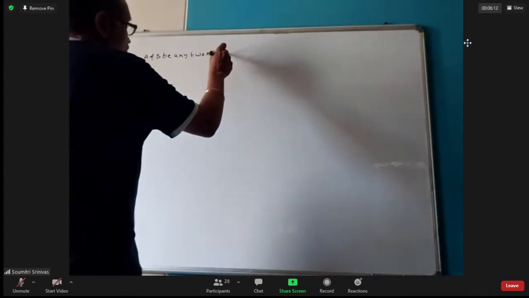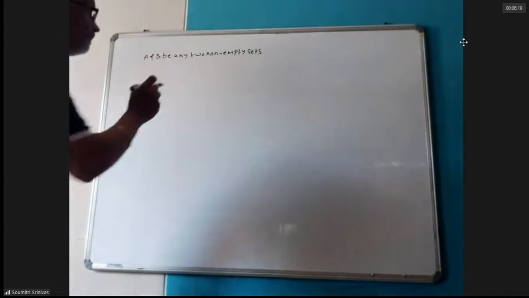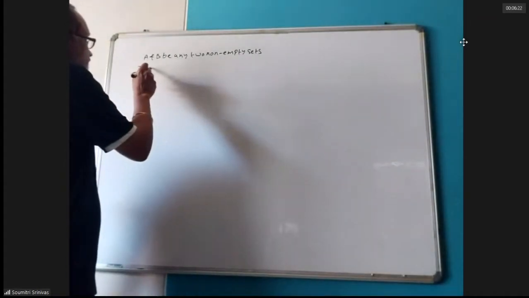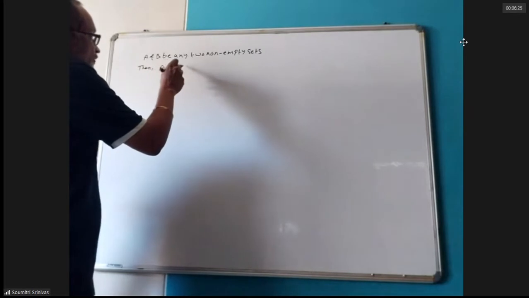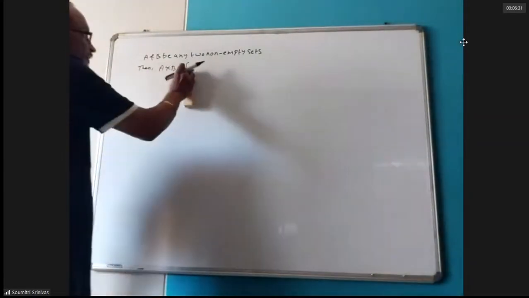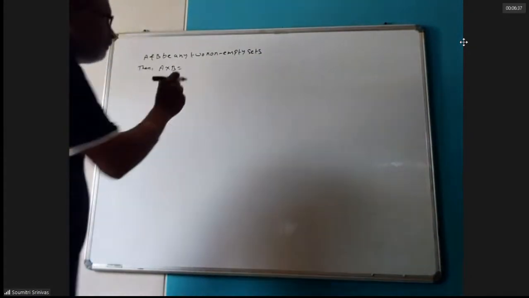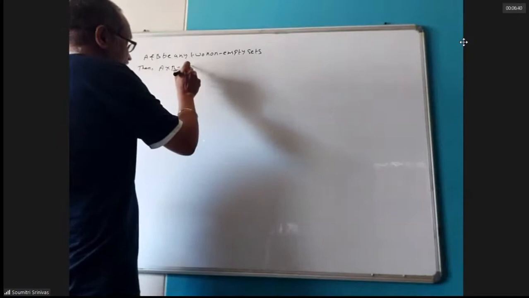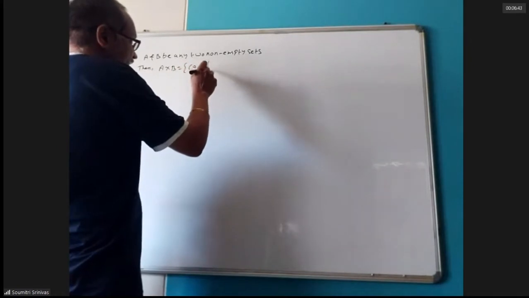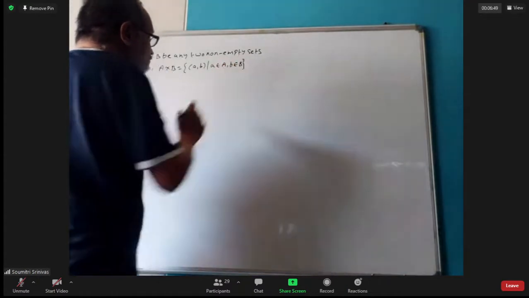Let A and B be any two non-empty sets. Then A cross B. This is read as A cross B, not as A into B. In mathematics this is read as A cross B. A cross B is defined as the set of all ordered pairs (a, b) such that a belongs to A and b belongs to B.